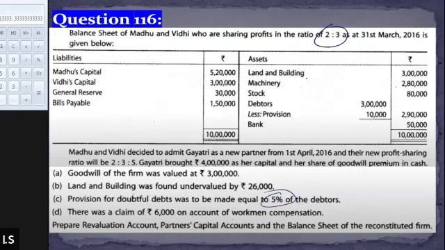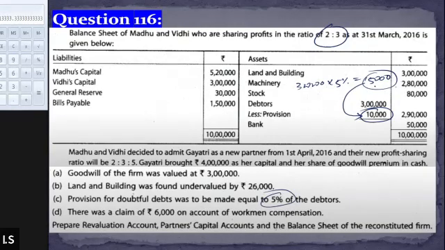So that means if we calculate 5% of 3 lakh, that is equal to 15,000. So provision should have been made for 15,000, yes or no? But we actually have made a provision for how much only? Tell me. 10,000. That means we need to increase the amount of provision by 5%. Since we already made a provision of 10,000, but provision actually required is 5%, that is 15,000.